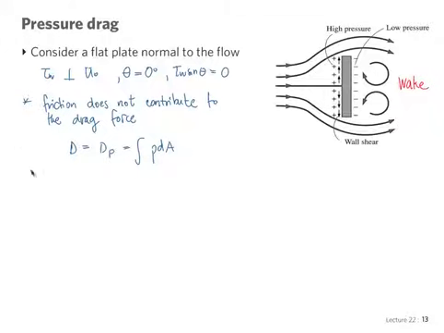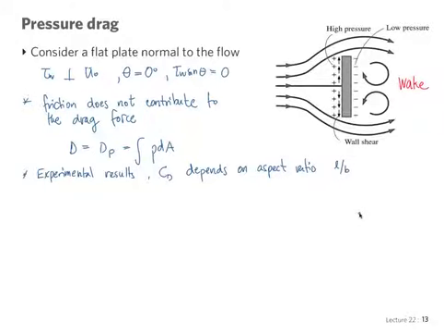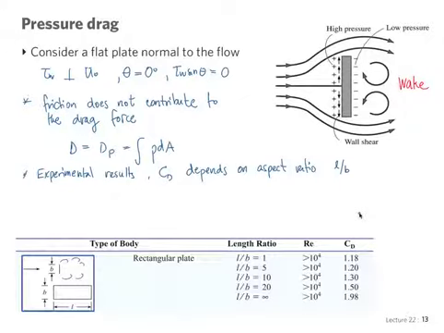We only have experimental results in which the coefficient of drag, CD, is expressed as a function of the aspect ratio, L over D or L over B. I have a little table here, and this is the type of thing that you find in the books or manuals.